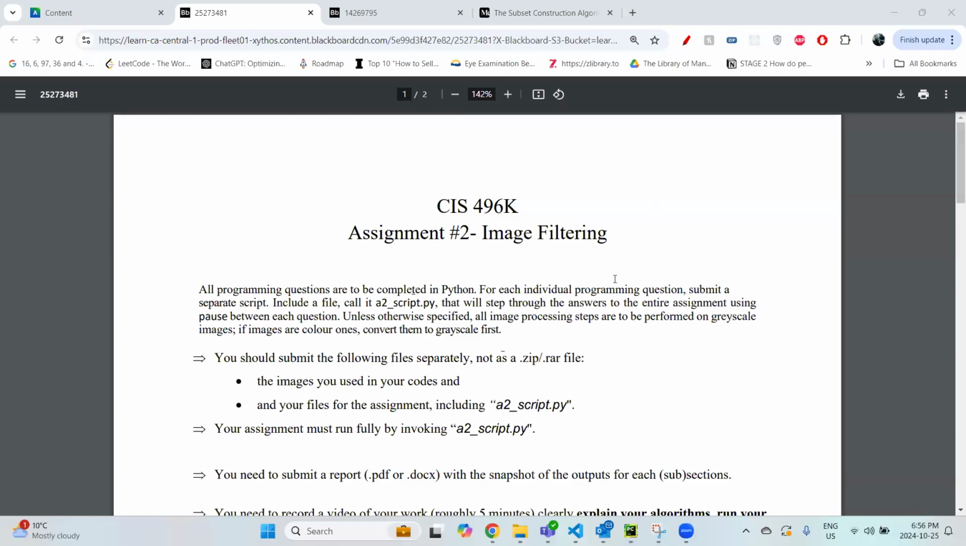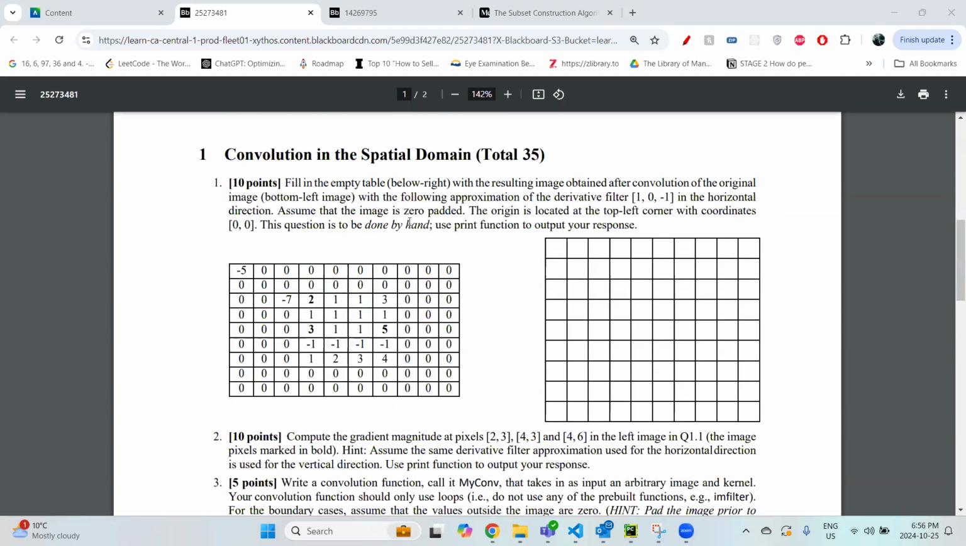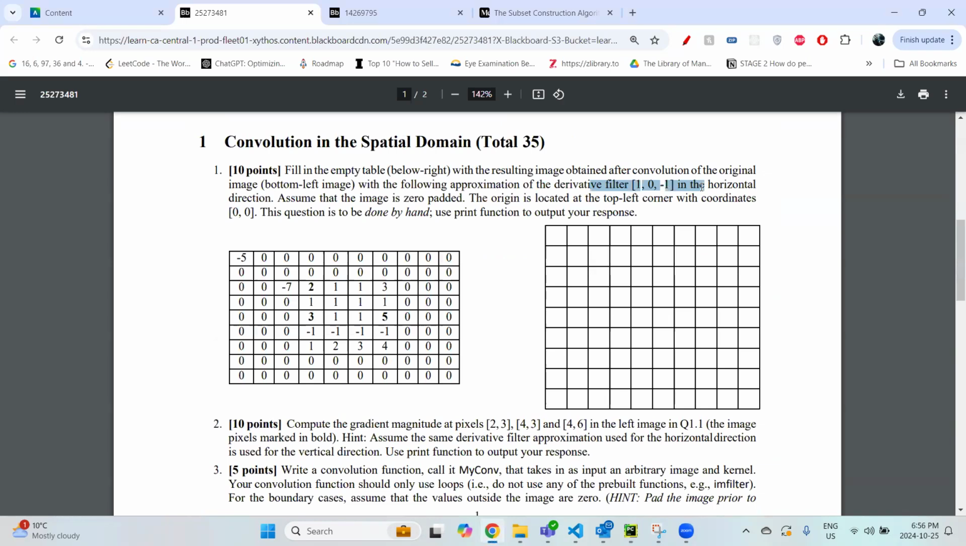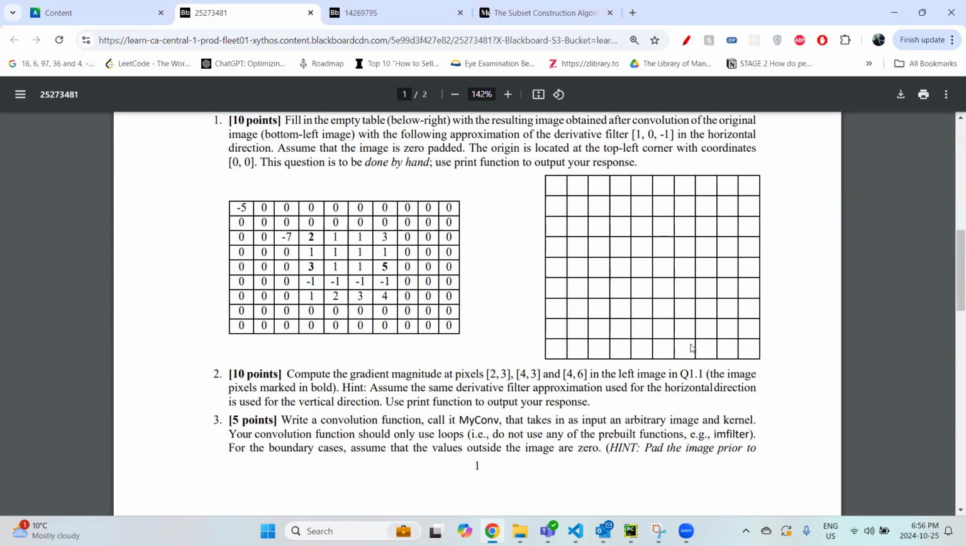Good evening. This is CIS 496K assignment 2 about image filtering. In the first question, I took the derivative filter and since I'm supposed to be performing convolution, I flipped it and then ran it over this grid and it got me the final values. I did this on paper, so I'll be submitting question 1 and question 2 on paper.